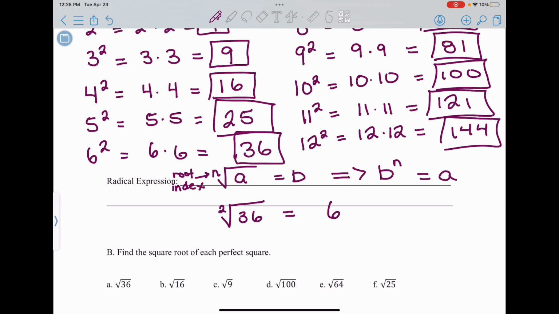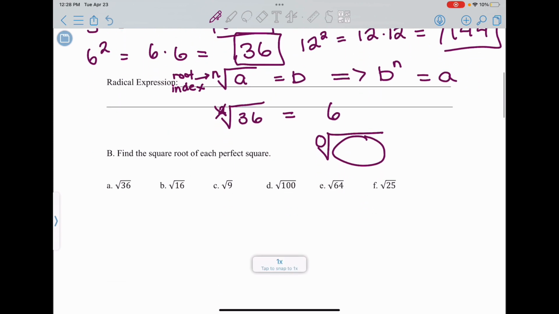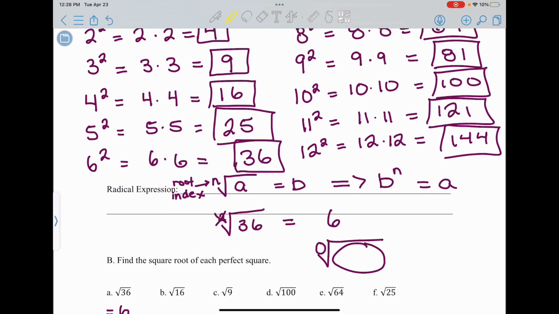And so we are first going to talk about square roots. And when we take a square root, we actually don't write the number. Whenever you see just a radical and there's no root index, it's assumed to be 2. So a radical is asking what number times itself will get me the number on the inside. And so we just answered part A. The square root of 36 is 6. And basically what we are doing is we are going backwards. So for instance, the square root of 36 was 6, because 6 squared is 36.